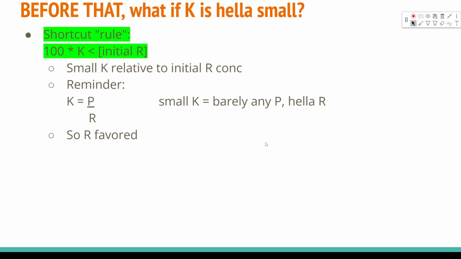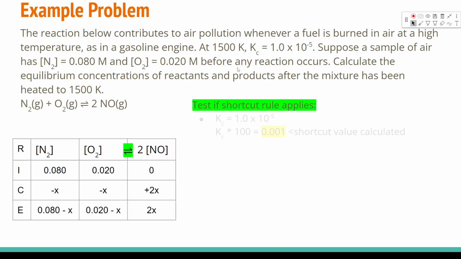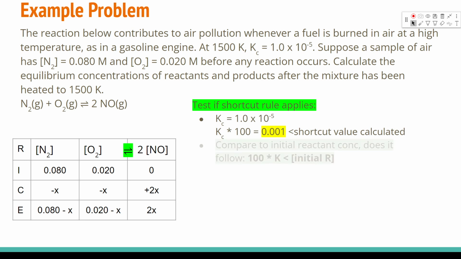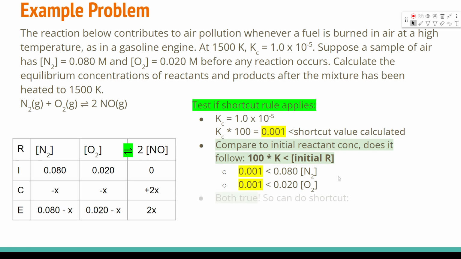So going back to the shortcut real quick, 100 times K, right? And so the K is Kc in this example. And so that's that value. And so I'm going to compare it to the shortcut, right? And so 0.001 is going on this side. And then I look at my reactants. So I can see my value in the shortcut on the left-hand side is indeed less than the initial concentrations of these two. And so because they're true, I can do the shortcut.